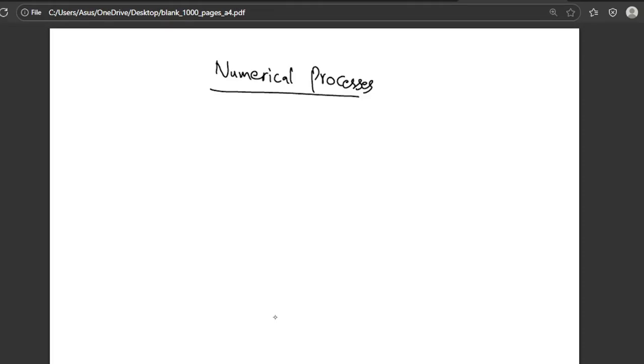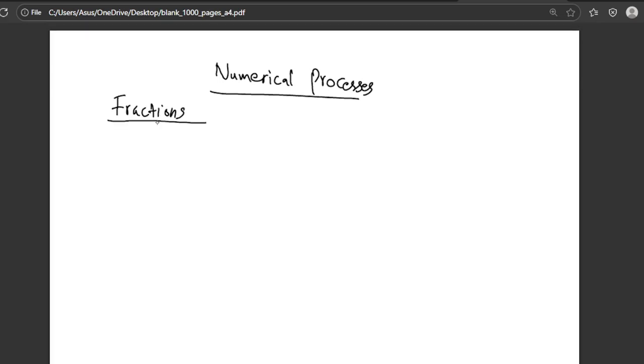pages. But the focus of this video is fractions. What is a fraction?